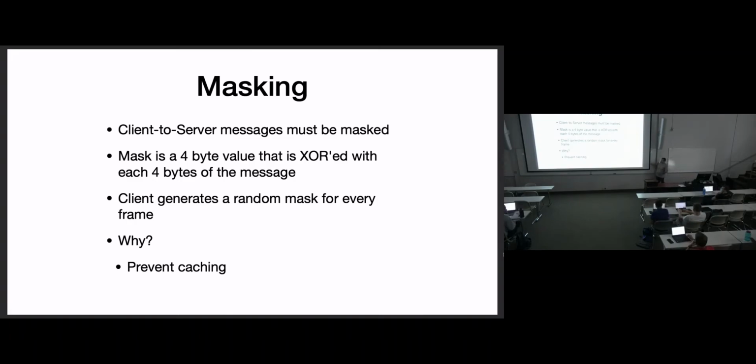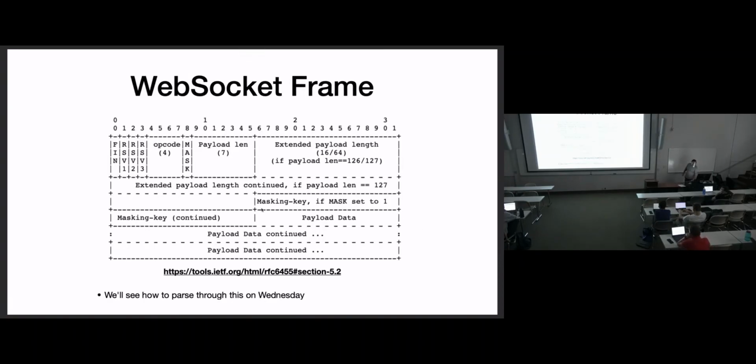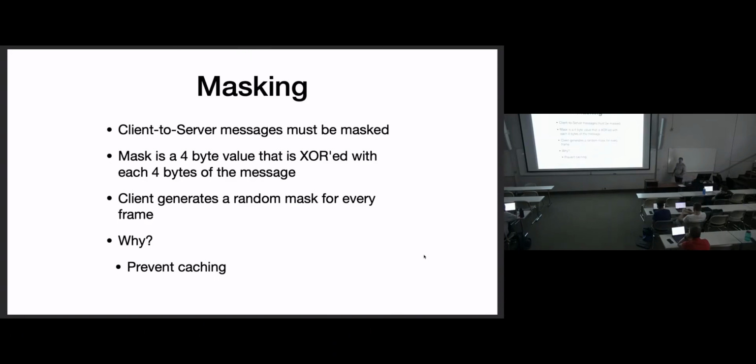Except this. I guess this is cutting into Wednesday's content a little bit. But masking, the client's going to send a masking key, which is 4 randomly generated bytes. And then the payload of the data, each 4 bytes of the payload will be XORed with that mask.